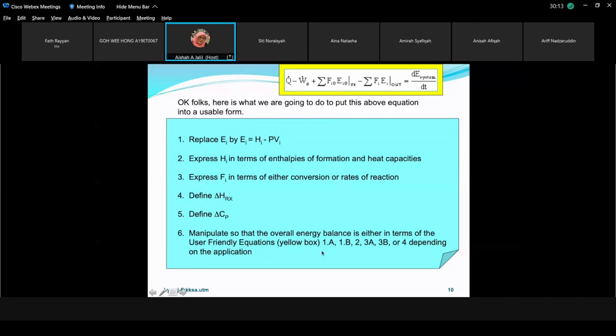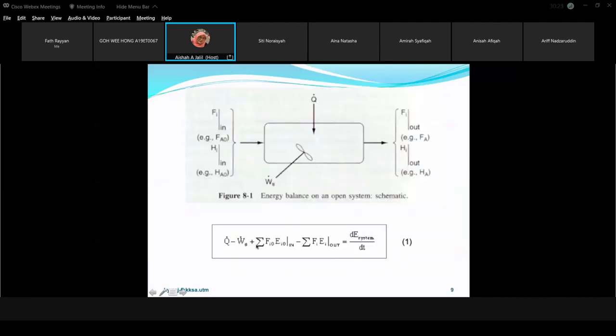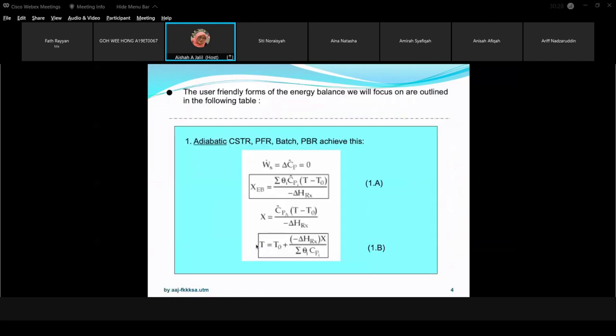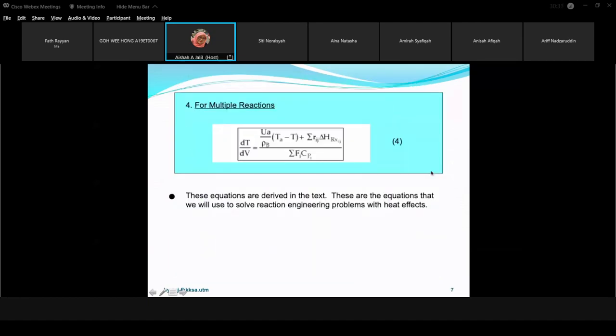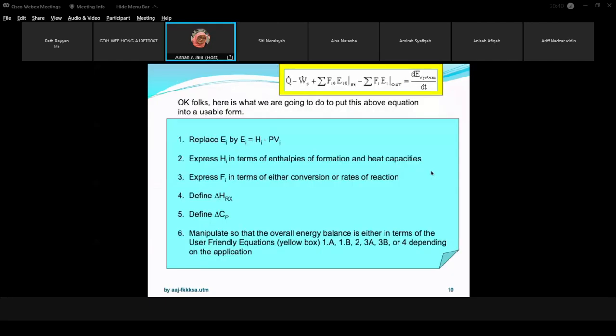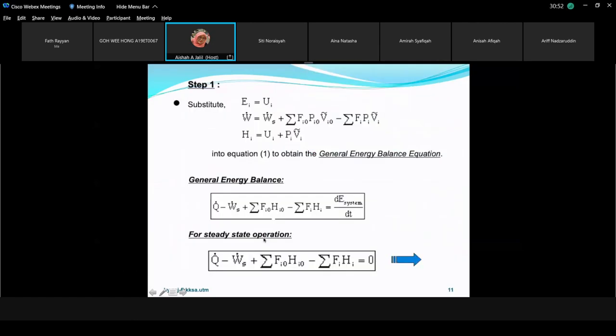You can see in this one, 1A, 1B, in the textbook, 1A, 1B, 3A, 3B or 4, depending on the application. What they mean is this one, the yellow box. You can see 1A, 1B, 2, 3A, 3B, and so on. You can get that one by changing all this and putting it here. Lastly, you can get the simple one. This is the step if you want to study the steps.